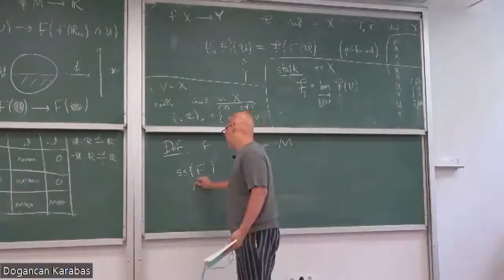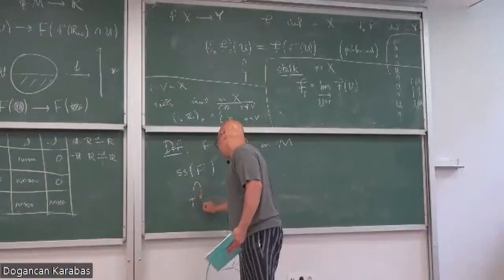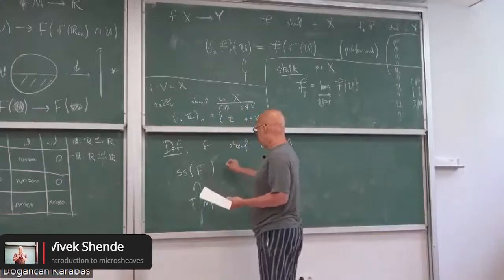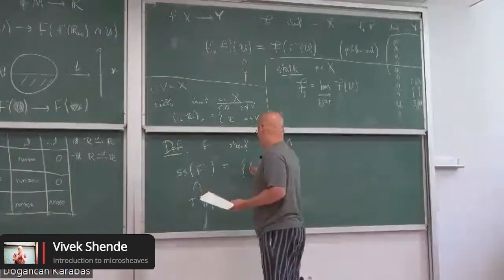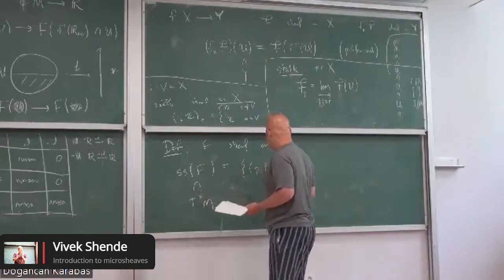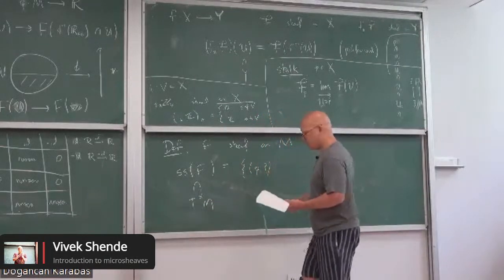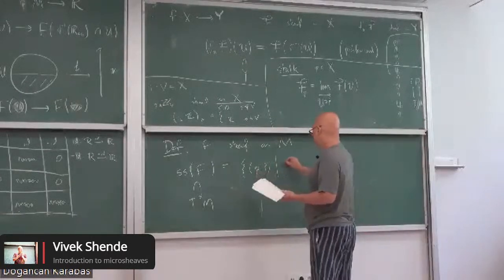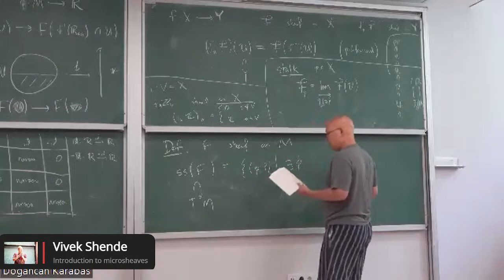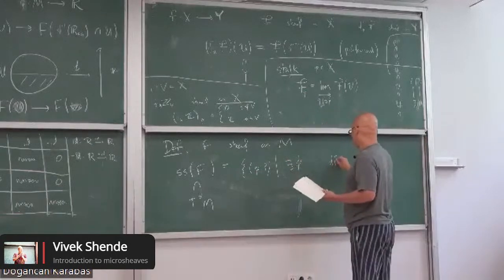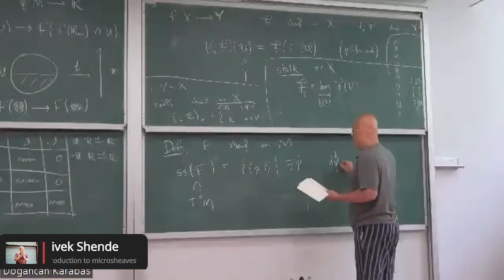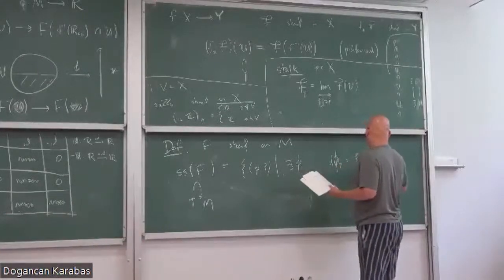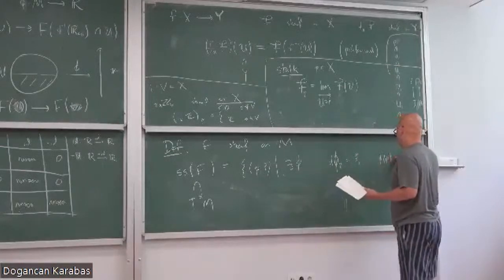The microsupport of a sheaf F, well, okay, what's it going to be? It's going to be some kind of subset of the cotangent bundle. It's the locus of points (P, Xi), where P is a point in M, Xi is a covector, where there exists some phi such that d phi at P is Xi, phi of P is 0.